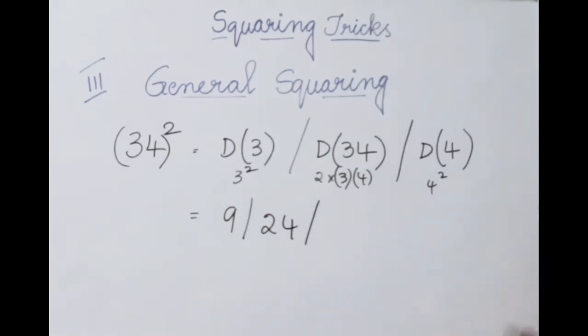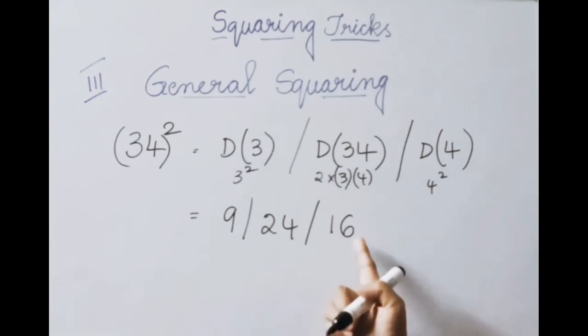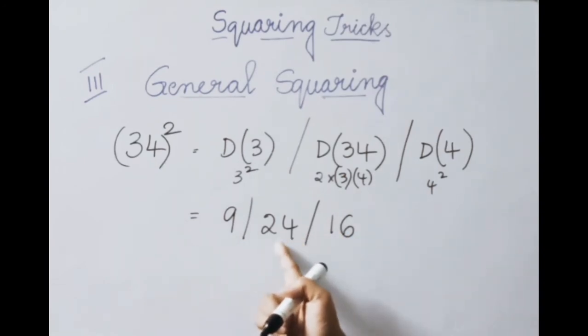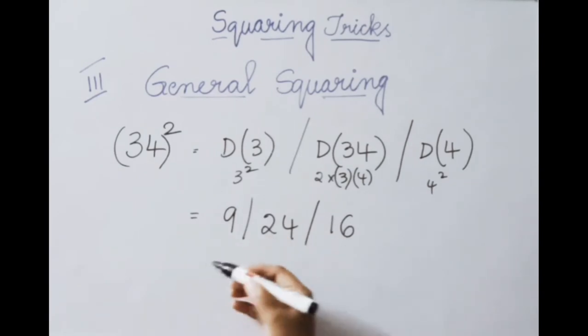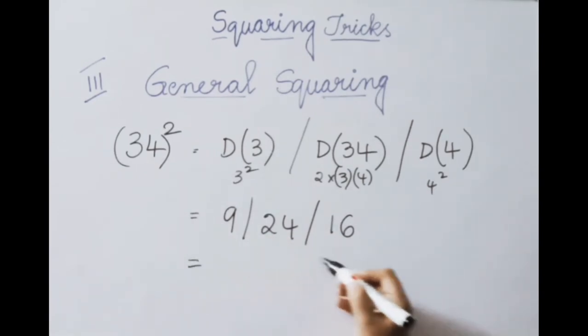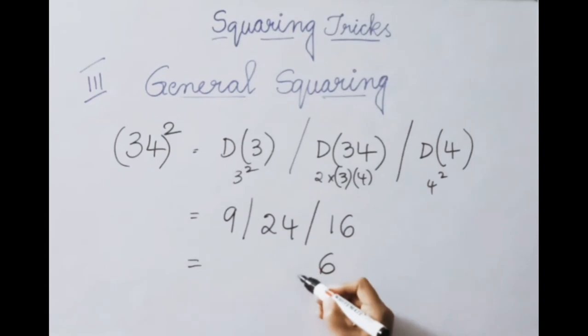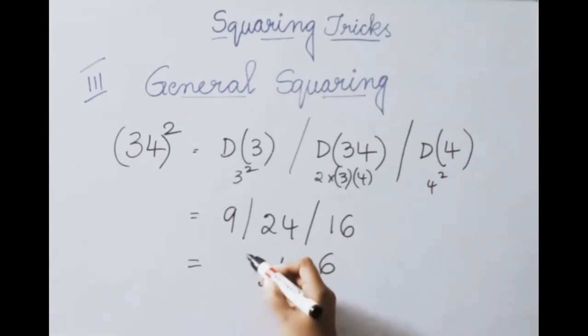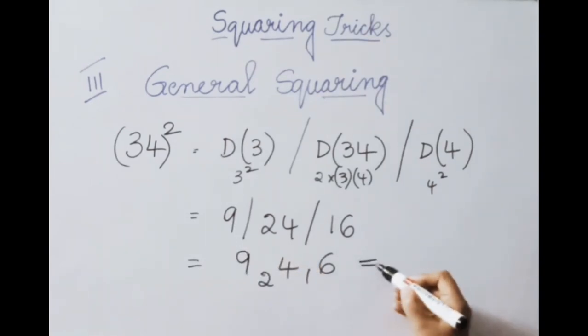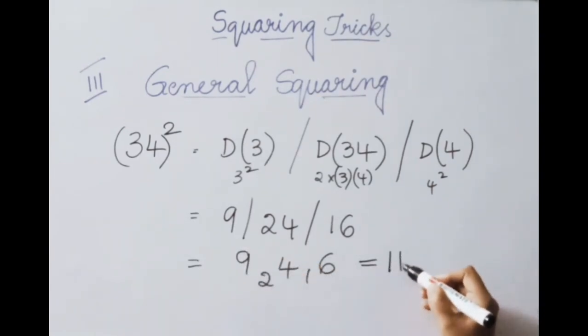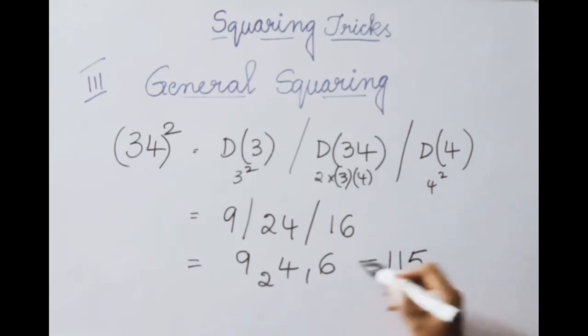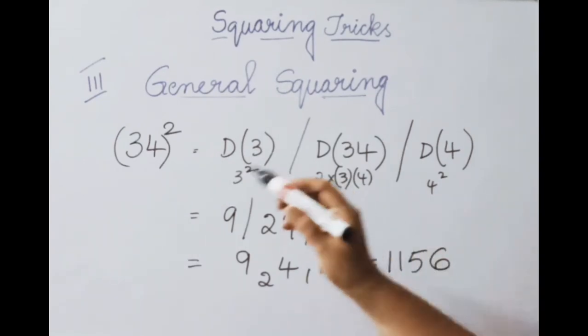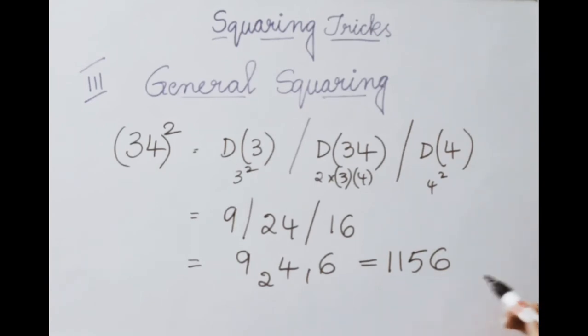Next, the third part, duplex of 4, that is 4 square, value is 16. In each part only one digit is placed and the rest is carried forward. So see now, 6, carry 1, 4, carry 2, 9. So 9 plus 2, 11, 4 plus 1, 5, and the last digit 6. So 34 square answer is 1156.